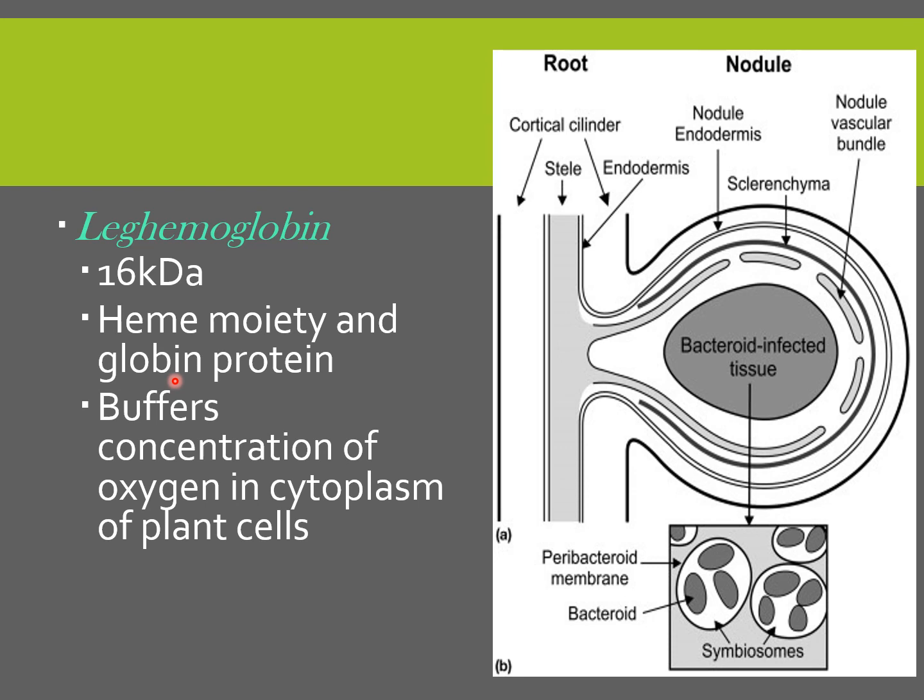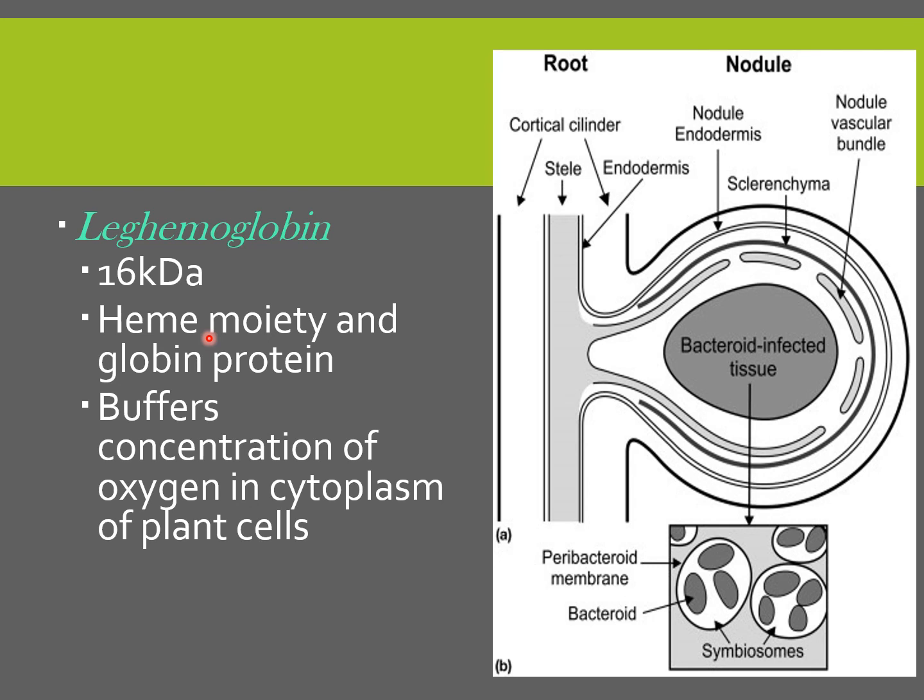But new research shows that it is the plant that produces both components. Roots that are not colonized by rhizobium don't synthesize leghemoglobin. The plant needs to be colonized with rhizobium, but both the heme and the globin parts are produced by the plant itself. This is what new research shows.